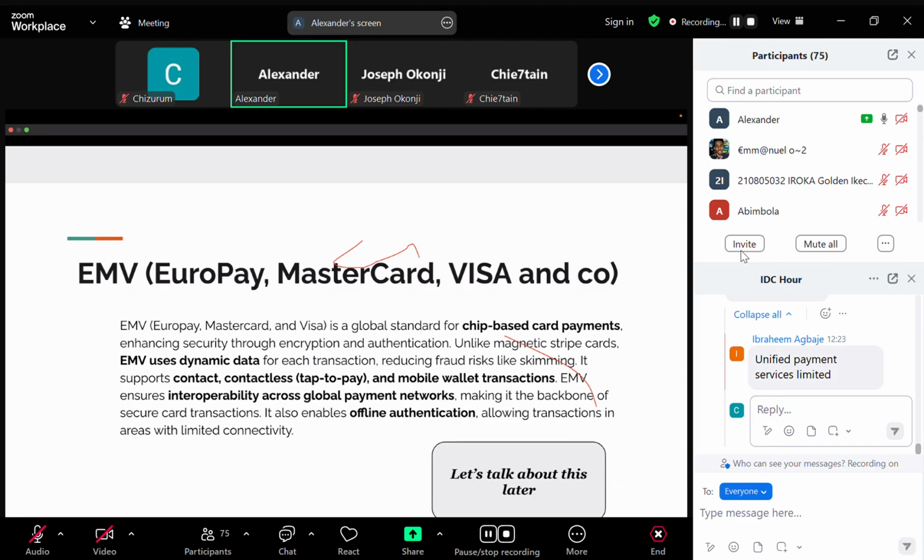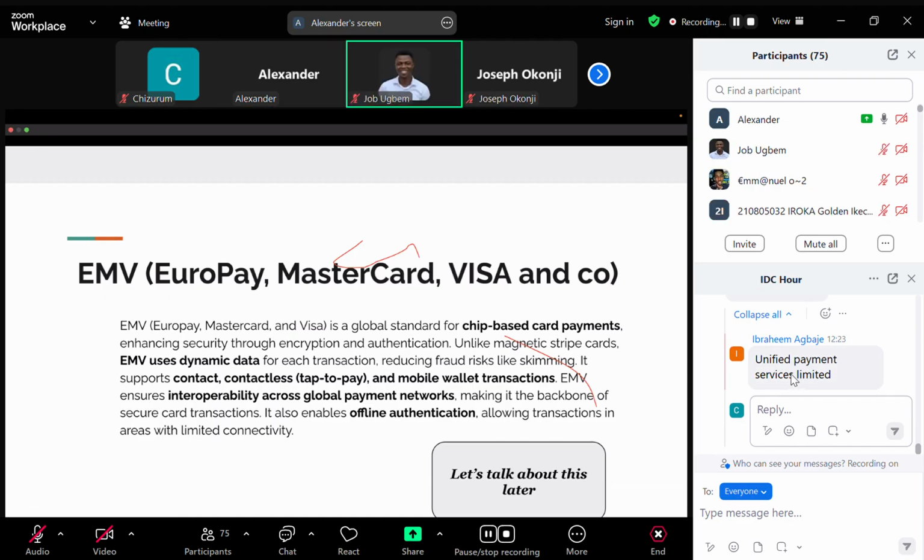EMV is that standard that a lot of them use, right? So EMV is the standard that allows communication and interoperability between systems in payment.